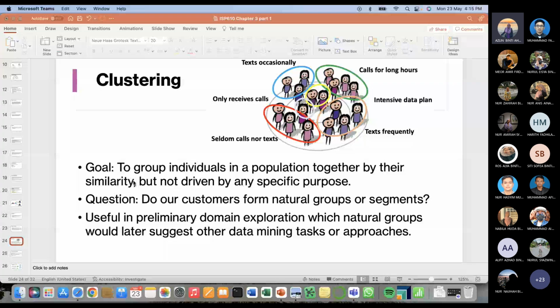And it is very useful in preliminary domain exploration. Okay, we know that clustering is always used during data exploration. Meaning you want to understand the data because we don't have any idea about the data. For example, you don't know anything, you just receive a data, you can do clustering to look into what kind of info you can get. So you can do exploration. Okay, here it says, which natural groups would later suggest other data mining tasks or approaches.